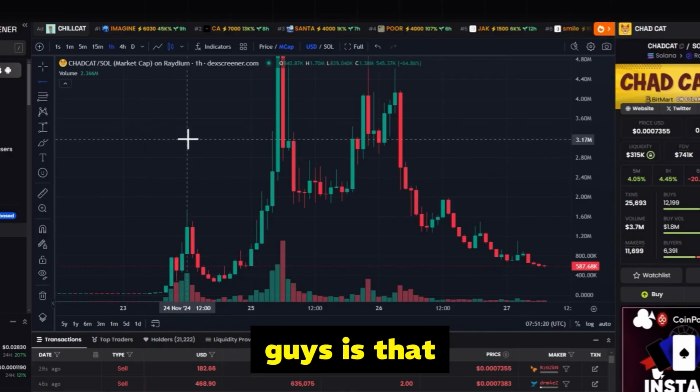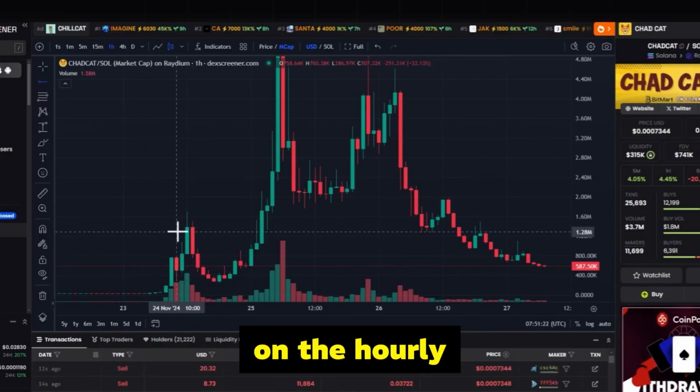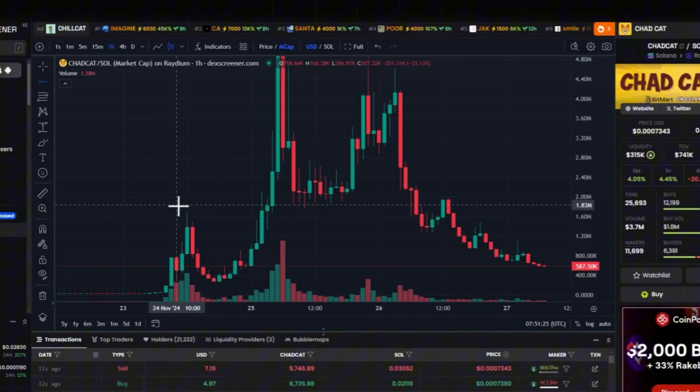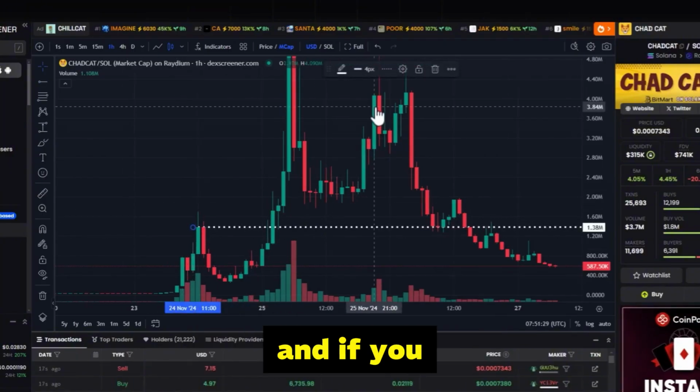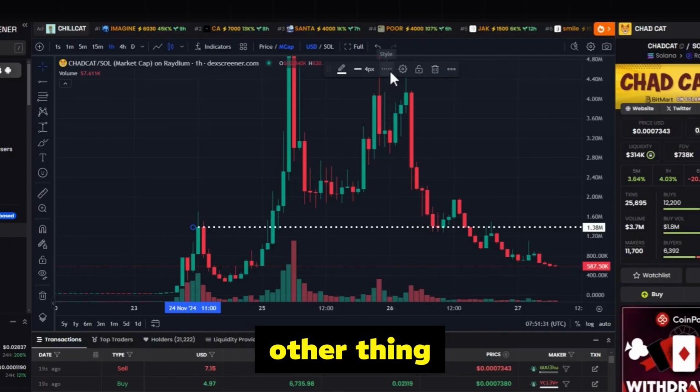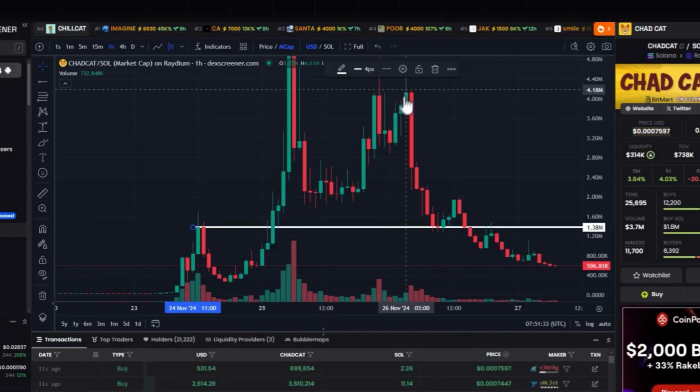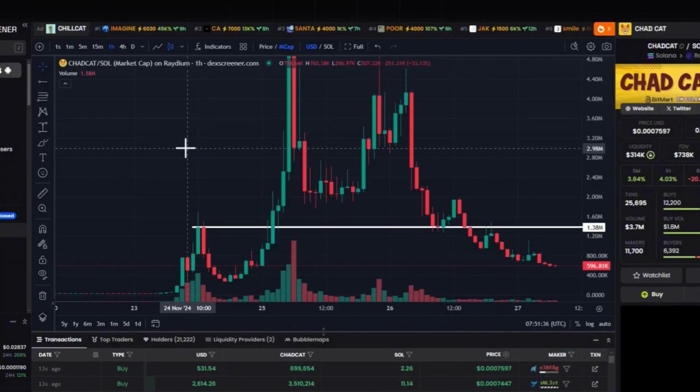So what I mean by this, guys, is that, let's say for example, we can see on the hourly chart, the price action topped at this level. So I'm going to place my horizontal ray right here, just like that. And if you want to change the line to dotted or any other style, you can click style and then you can click line, and that way you have an actual line.